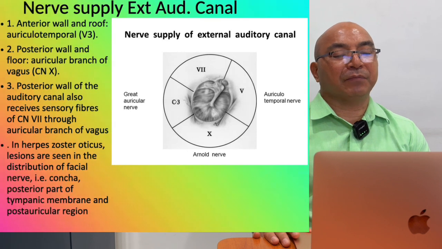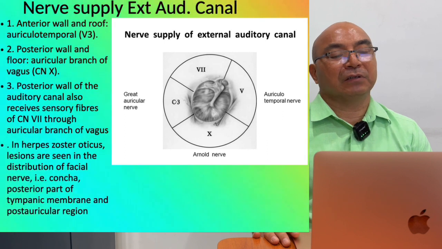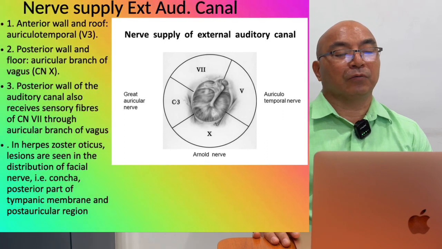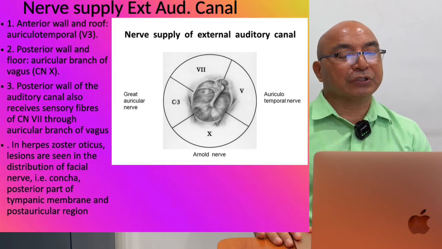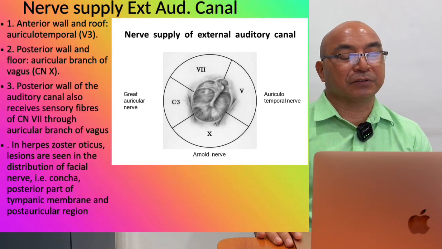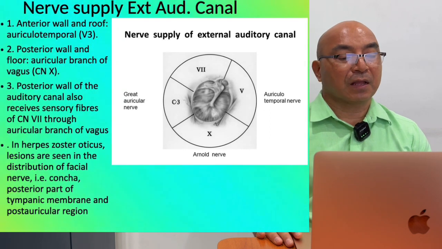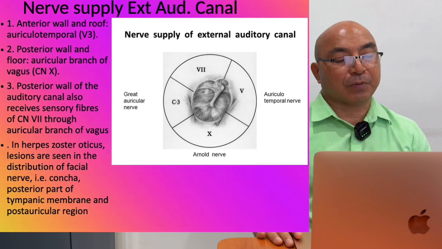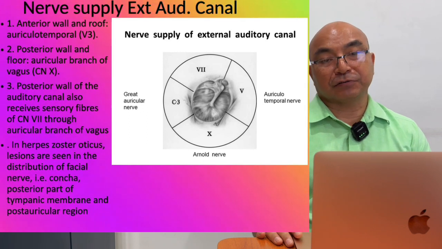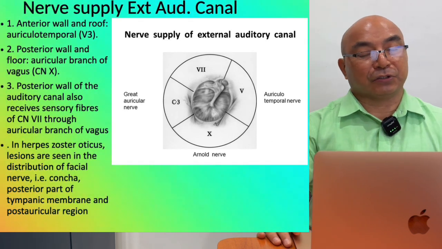Likewise, the nerve supply of the external auditory canal: the anterior wall and roof will be auriculotemporal, the posterior wall and floor will be the auricular branch of the vagus, and the posterior wall of the auditory canal also receives sensory fibers from the seventh cranial nerve through the auricular branch of the vagus. And in herpes zoster oticus, lesions are seen in the distribution of the facial nerve, that is the concha, the posterior part of the tympanic membrane, and the post-auricular region. So these are the areas which will have vesicles in herpes zoster oticus.